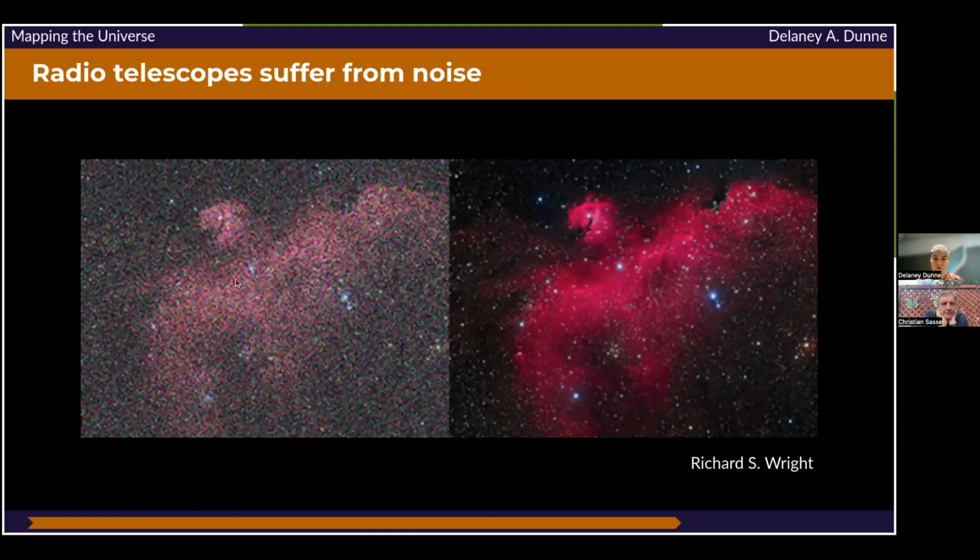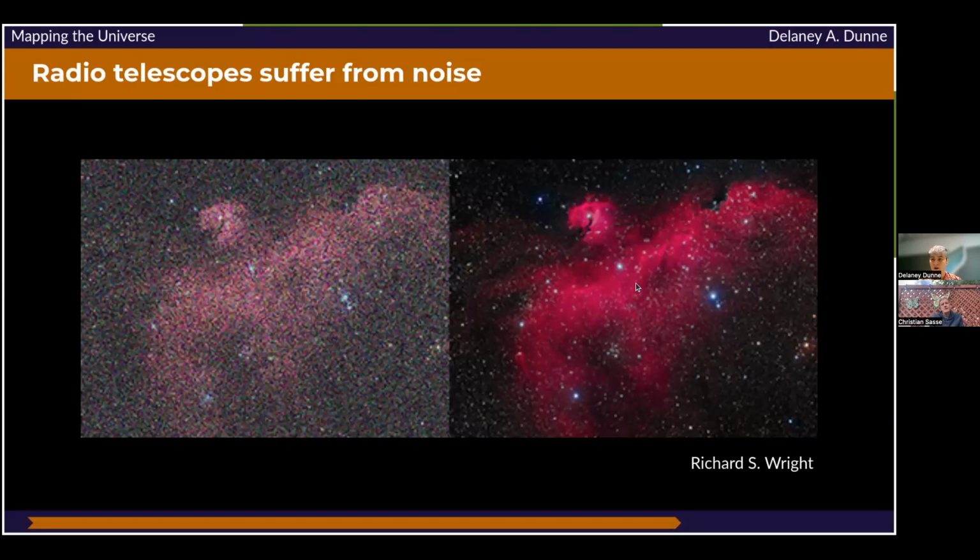This is just something I pulled showing a very noisy image and a less noisy image. The exact same thing happens to radio telescopes for slightly different reasons. It's actually temperature fluctuations in the electronics that cause the noise to happen, but that still means that our images are very noisy.